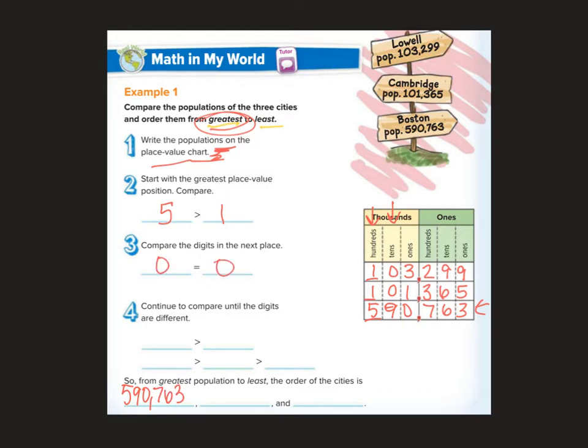So I need to go to the next place, which is the 1,000s. When we're in the 1,000s place, we know that 3 is greater than 1. So we're just looking at these 2 guys there, because we already know that 590,000 is the greatest. So I just crossed off until we compare all the digits. So therefore, 590,763 is the biggest. Then it is 103,299. And then it is 101,365, which is the least of this set.